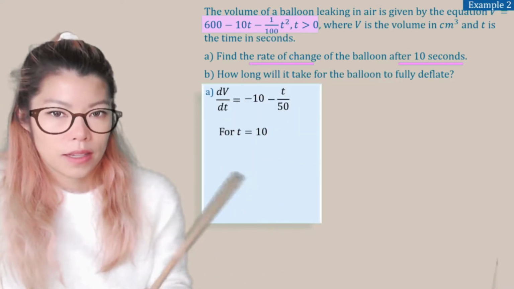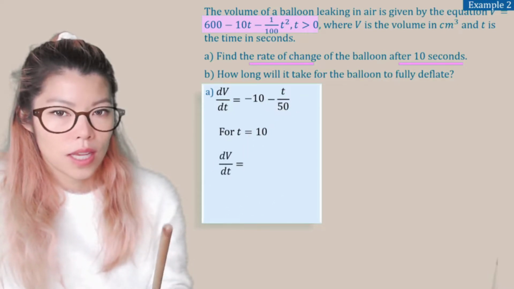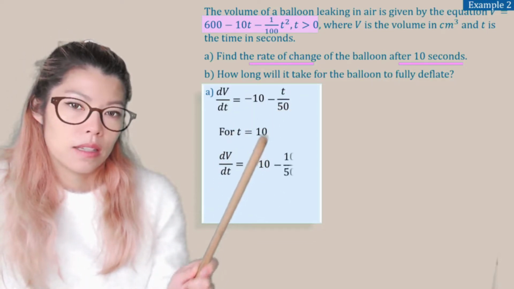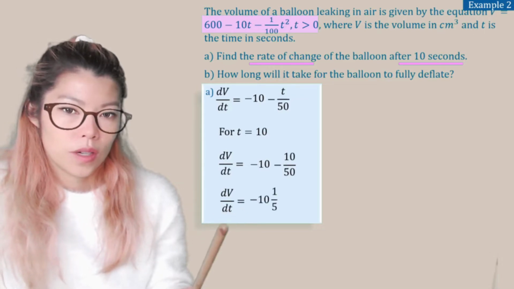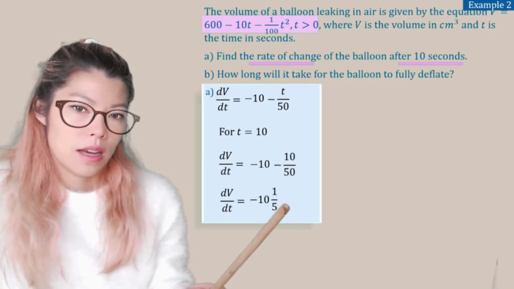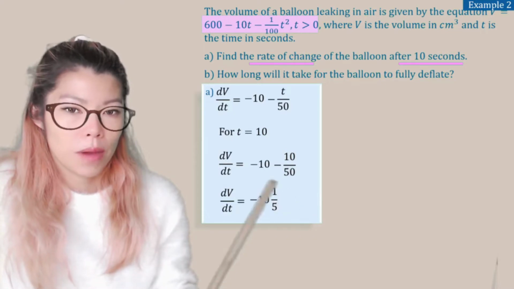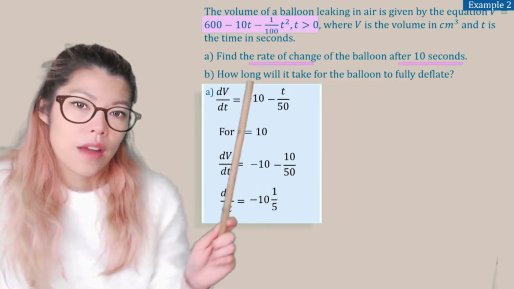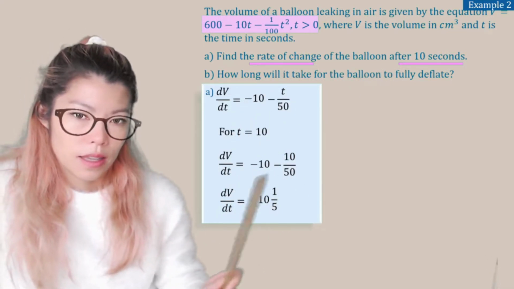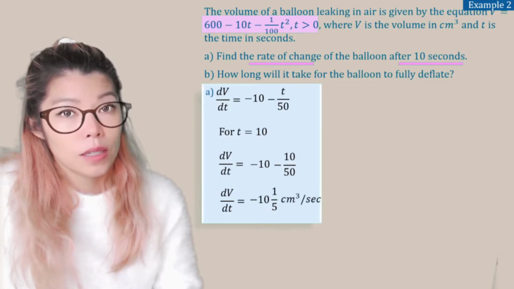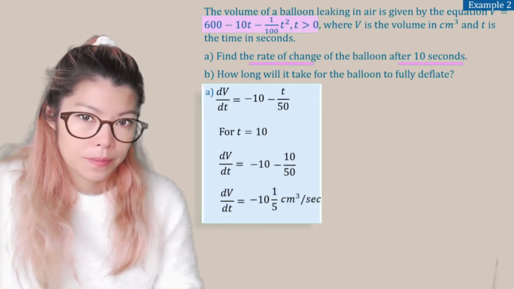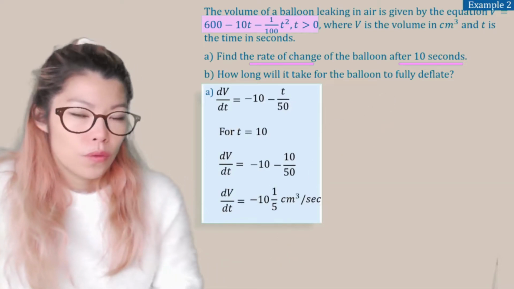Now we have to plug in the 10 seconds. So t equals 10. So minus 10 over 50, or in other words, minus 10 take away a fifth. So minus 10 and a fifth. So the average rate of change of the balloon after 10 seconds is minus 10 and a fifth centimeters cubed per second. How long will it take for the balloon to fully deflate?